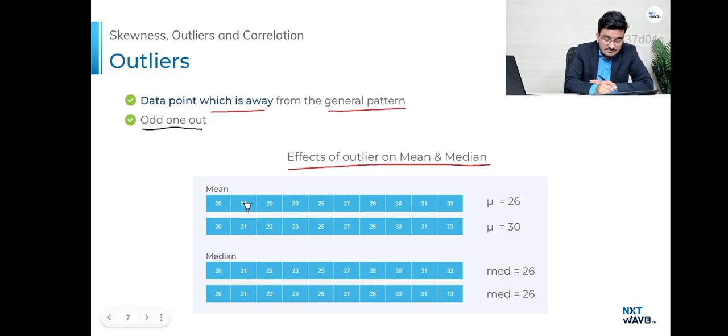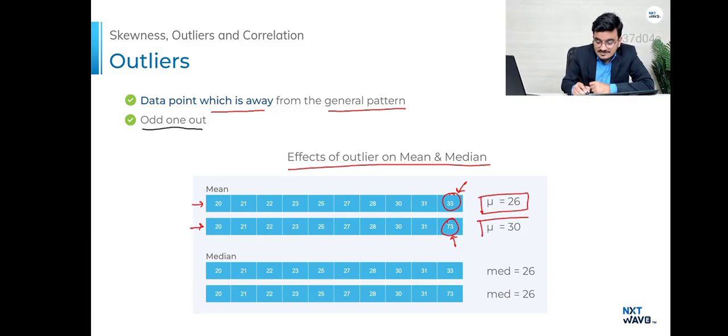If we calculate the mean of this data set, which is sum of all these observations divided by the total number of observations, it will give us 26. Let's say I replace this last observation. Instead of 33, I'm having 73 now. Now let's see what will be the mean of this particular data set. The mean of this data set will be 30.